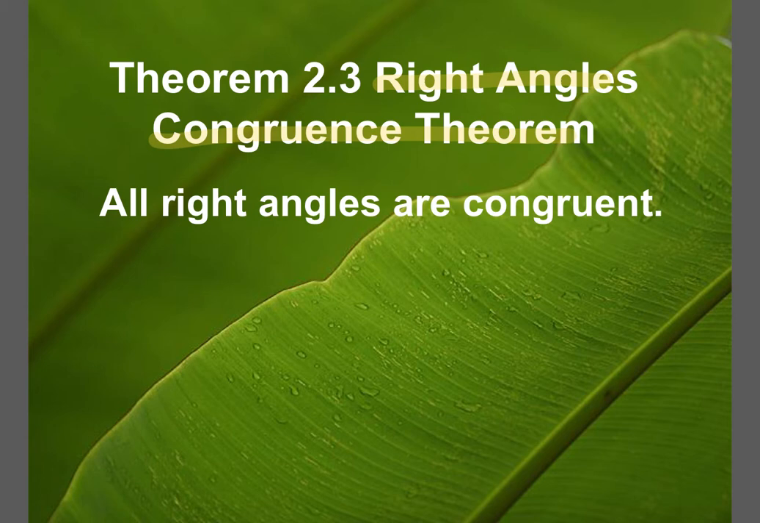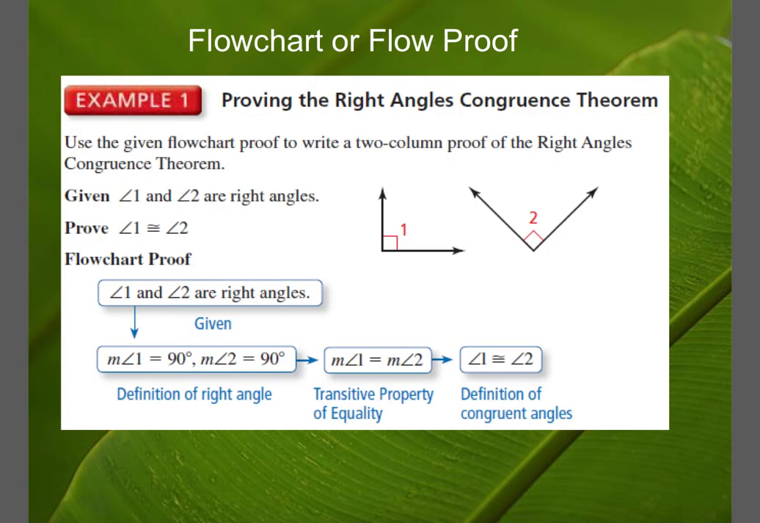All right, so this one is a proof by using a flow chart of what we just came up with. So this is saying, given angle 1 and angle 2 are right angles, prove angle 1 is equal to angle 2 without using the theorem that we just did. So this is like if you wanted to prove that theorem. So if I wanted to set it up as a flow proof, I can start with my given, angle 1 and angle 2 are right angles.